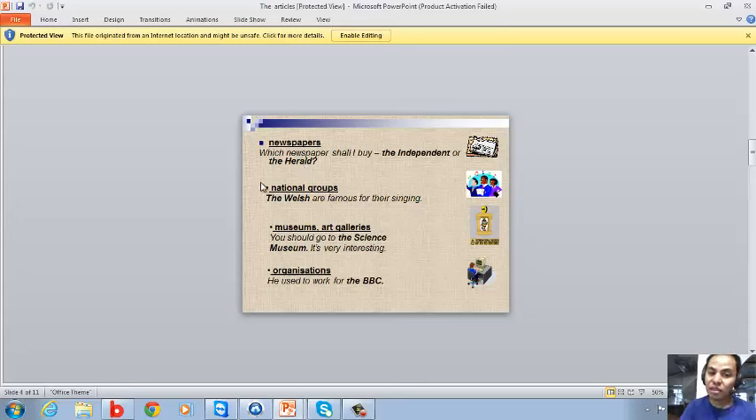Another one is national groups. It talks about the Swiss, who are famous for their singing. They are trying to point out the Swiss. So that is a very important definite article. Museums, arts, and galleries. Now, where do you think is the need of a definite article? It is the Science Museum. Organizations. He used to work for the BBC. Now, where do you think is in need of the definite article? It is the BBC. Okay.